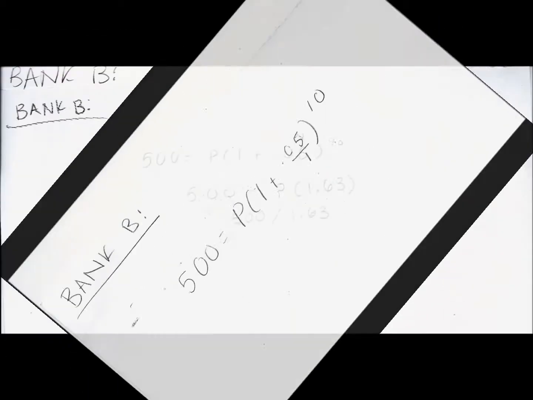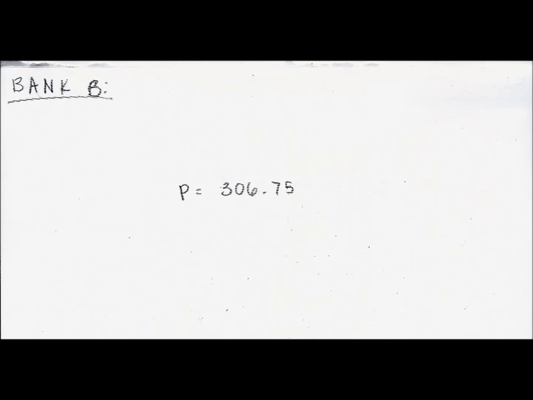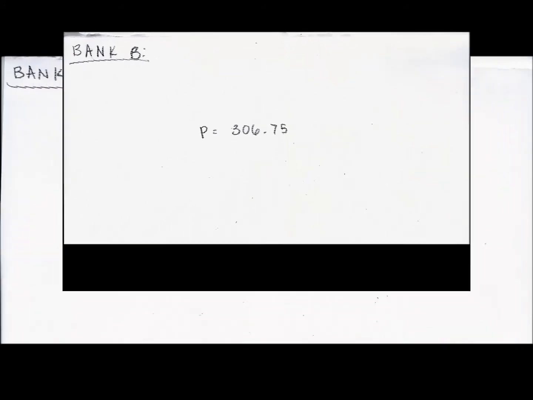Bank B offers Hannah a 5% rate compounded annually. To start this problem, we would distribute the principal throughout the 1 plus 5%, giving you 1.05P, and then to the 10th power, giving you 1.63P. Divide 500 by the 1.63, and Hannah will be left with a principal amount of $306.75.